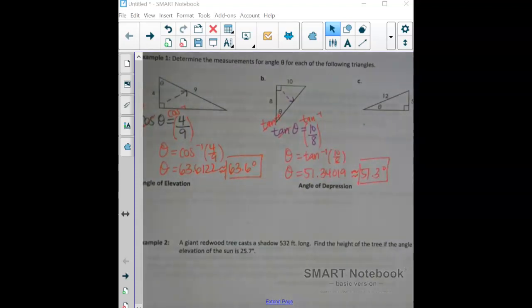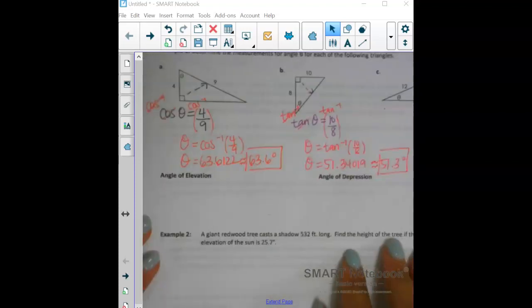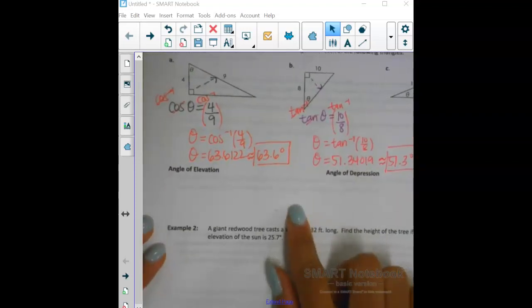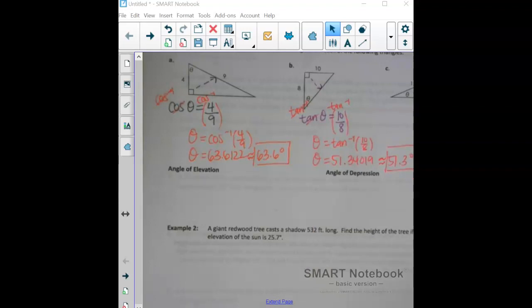Let's go ahead and skip ahead. You guys can easily do C later on if you want to. But let's look at angle of elevation and depression. With angle of elevation and depression, you're looking at a specific object, or something is looking at an object, and you're trying to figure out, is it elevating or is it pretty much depressing, which is going down.